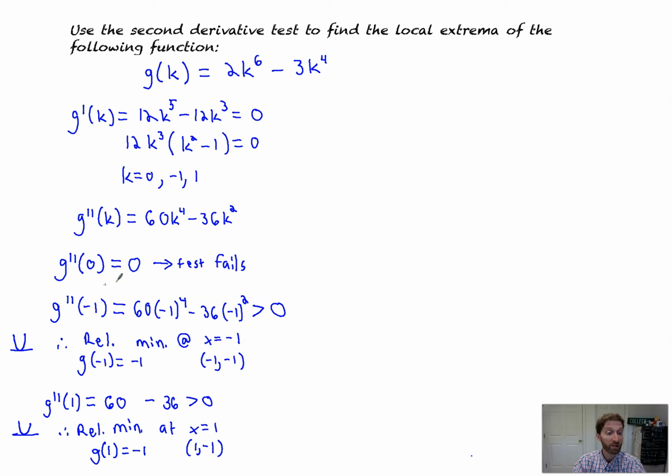Now, what about g double prime equaling 0 there? It failed. We didn't know the concavity. Well, we have to do more with that, and that's the pain of this test. So, I look at my number line, and I know my critical numbers were -1, 0, and 1. So I've got to test points around 0. Right? Let's test them all while we're here.